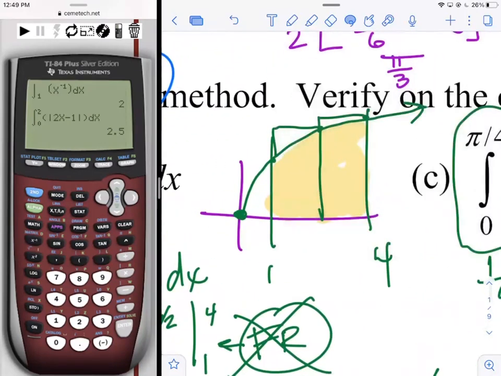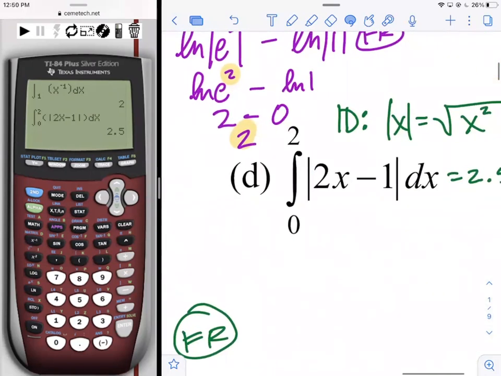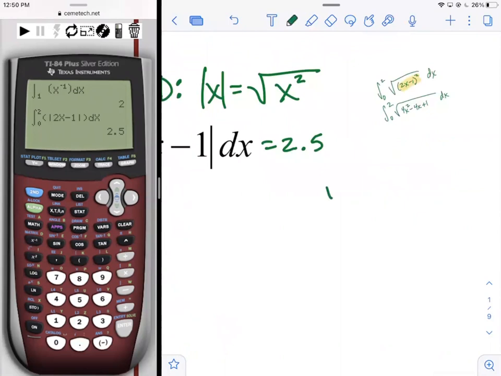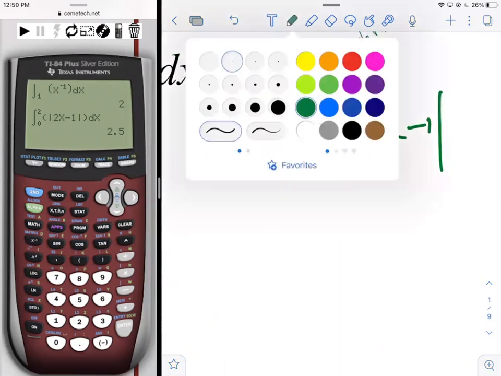Hey, I could maybe try to identify the region and approximate it, but it's asking for the exact value. So if I was to approximate it, I would have to use like 1,000 rectangles, right? But maybe I can identify the region. Let's go off to the side and look at the integrand. Y equals the absolute value of 2x minus 1. Do I know what that looks like? The answer is yes. Yes, we should.